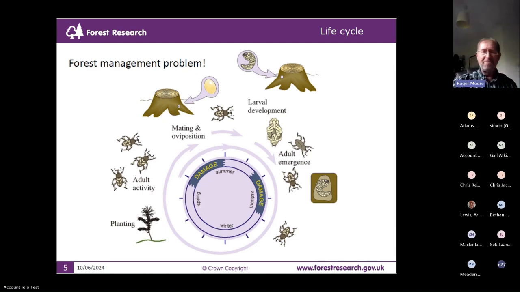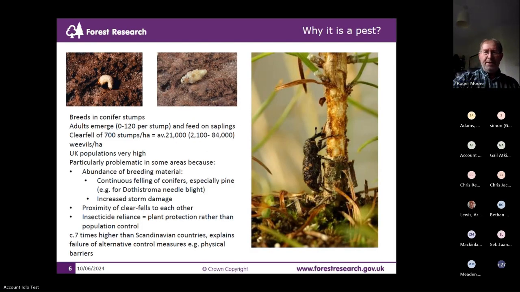Next image, please. Yeah, so this explains a little bit about why it's a pest, as I mentioned in the earlier slide as well. The immature stage is breeding in conifer stumps. Generally speaking, there's between no immatures and 120 maximum that we found in stumps, and that's the number of adults that can emerge per stump.